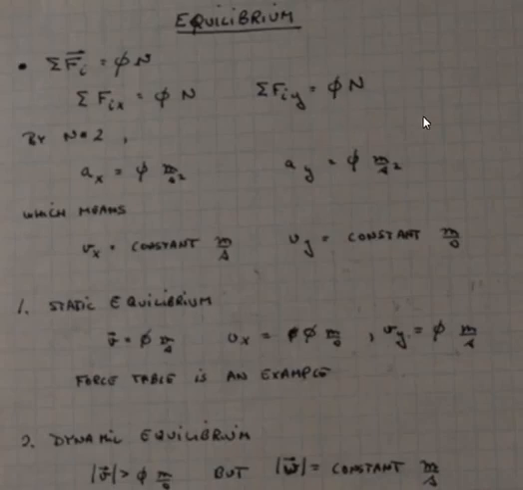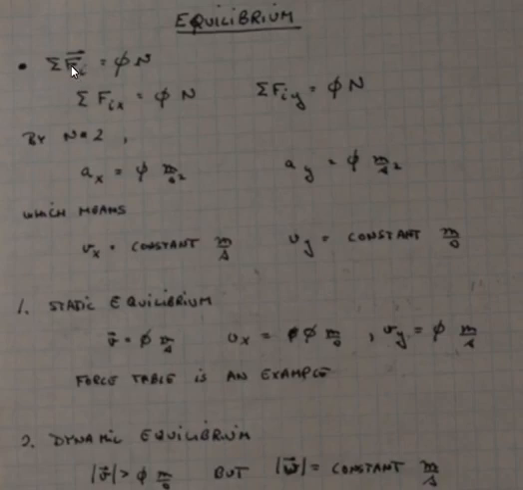This video is about equilibrium. Equilibrium means that the sum of the forces is equal to zero. So this first bullet is a vector statement of that, but we'll pretty much almost always talk about net force, which is what this says.